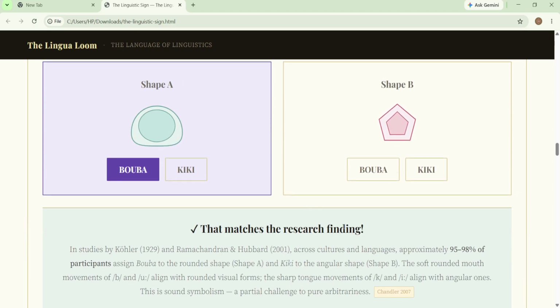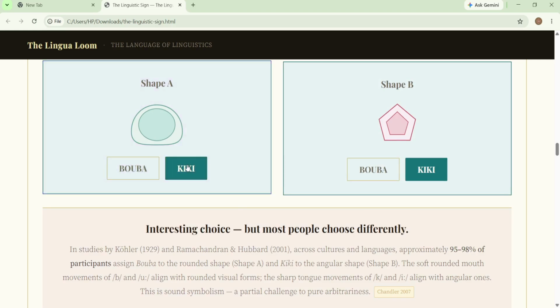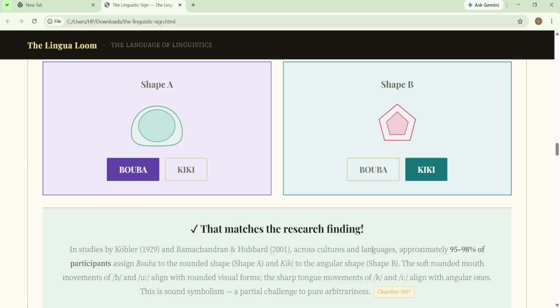That matches the research finding. In studies by Köhler and Ramachandran and Hubbard, across cultures and languages, approximately 95 to 98% of participants assigned "bouba" to a rounded shape, and "kiki" to this shape. Let's click it. Yes. First, let's check this.